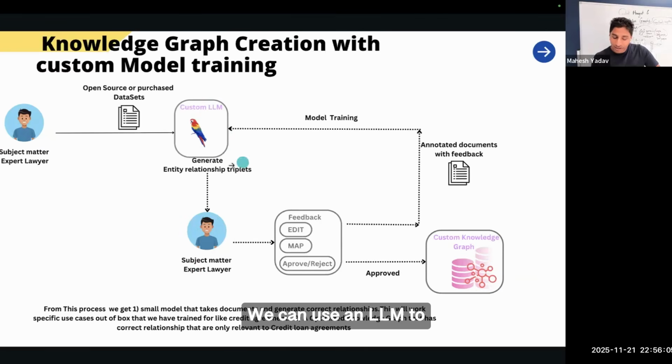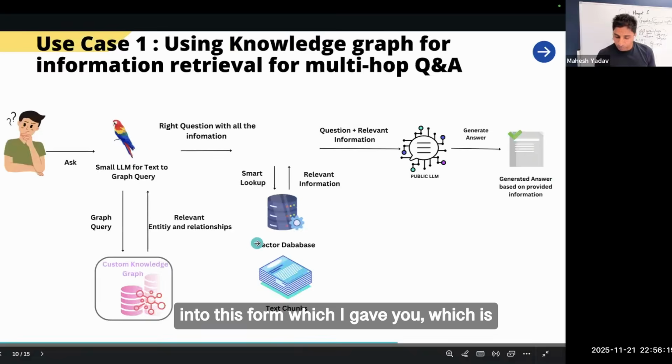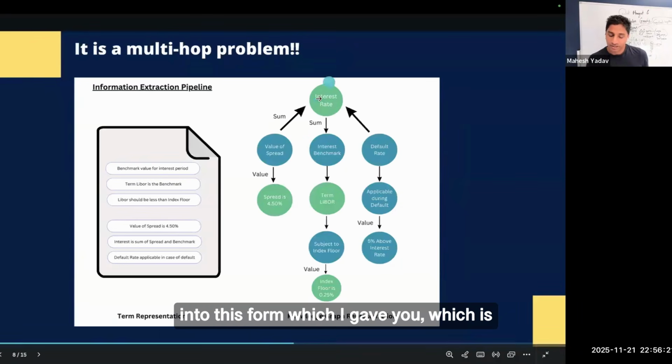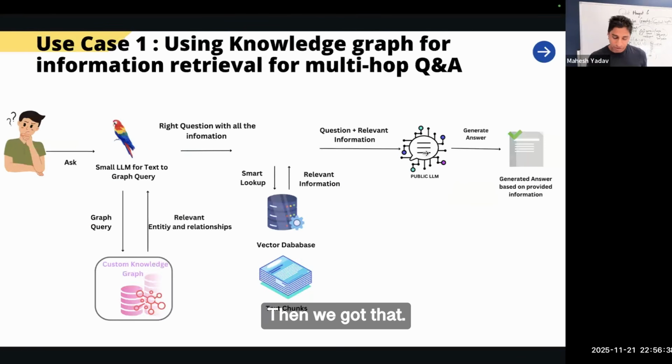We can use an LLM to generate these relationships, and a subject matter expert can edit, map, or approve or reject these relationships. They go into a graph, and then you can represent this graph in this form which I gave you: an interest rate can be the sum of these two values. This can be LIBOR or SOFR. And if it is LIBOR, then it has something called an index floor. And then you can calculate the values of it from the contract. Okay, then we got that.